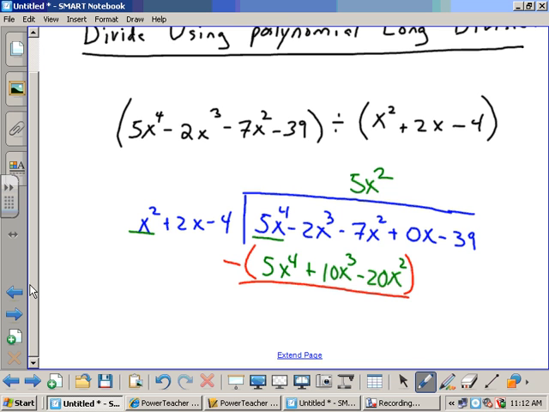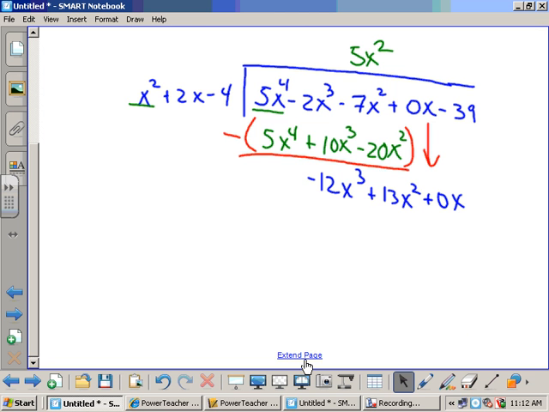So 5x to the fourth minus 5x to the fourth, I get 0. Negative 2x cubed minus 10x cubed, so negative 12x cubed. Negative 7x squared minus a negative 20x squared, plus 13x squared. And the last step, in long division, remember we always drop down the next term. In this case, we'll drop down the 0x. There are some cases where you'll drop more than one term down, but it doesn't happen very often.